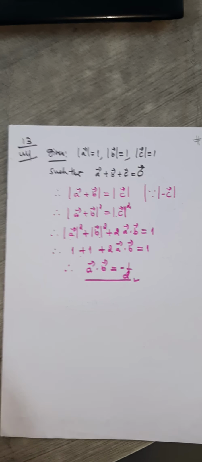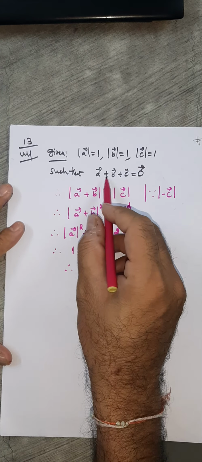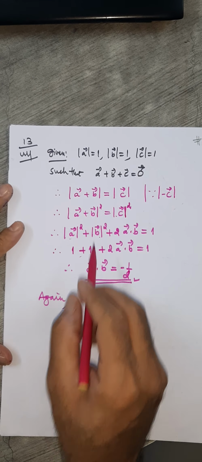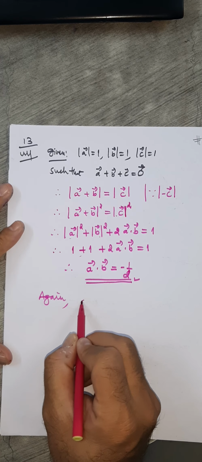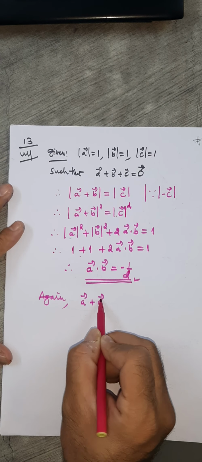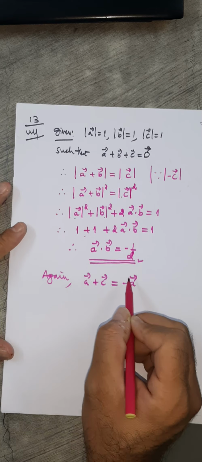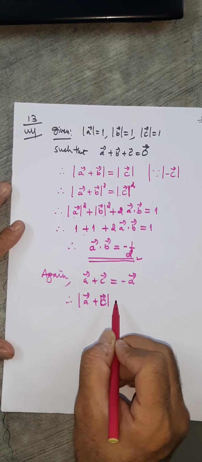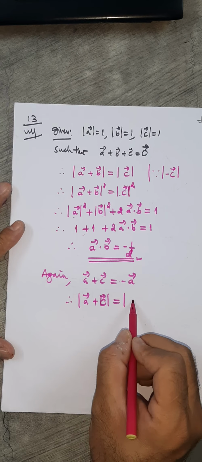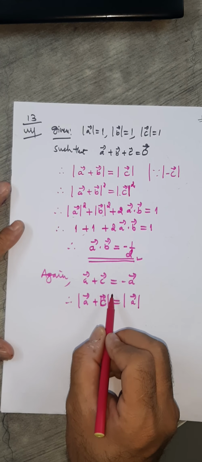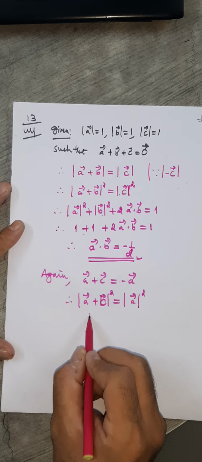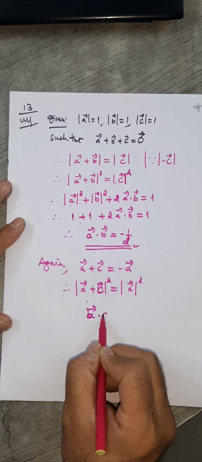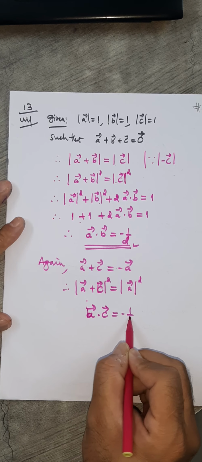Fine? Am I right? Now same way, again you can take 1 on the other side. Again, you can write like this. Suppose I'm taking now B on the other side. So vector A plus vector C equals to minus this. Now take the modulus. So vector A plus vector C equals to modulus of this. This is just vector. Now you square it. Expand like this. And therefore you will get the vector A dot vector C equals to minus 1 by 2.